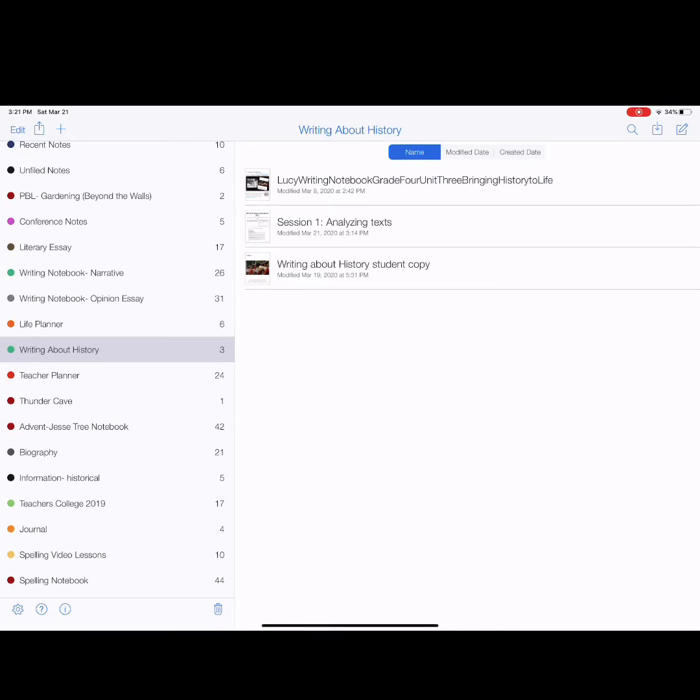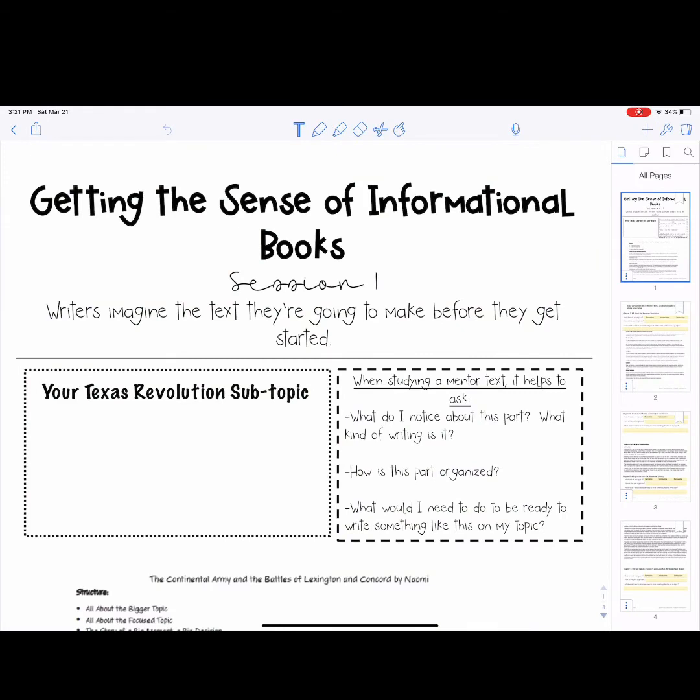Now, as we talked about many times before, it is very important to have all of your notes in one place so that when you go back and look at your resources, you will be able to save time knowing exactly where you can find them. So again, you're making a new notebook titled Writing About History. Once you go into schoolwork and export your notes on session 1, you can go ahead and open, and your note should look like this. It will say session 1, Getting the Sense of Informational Books.